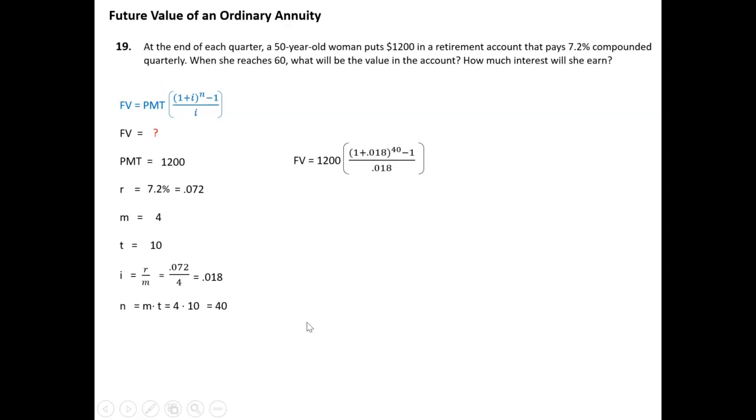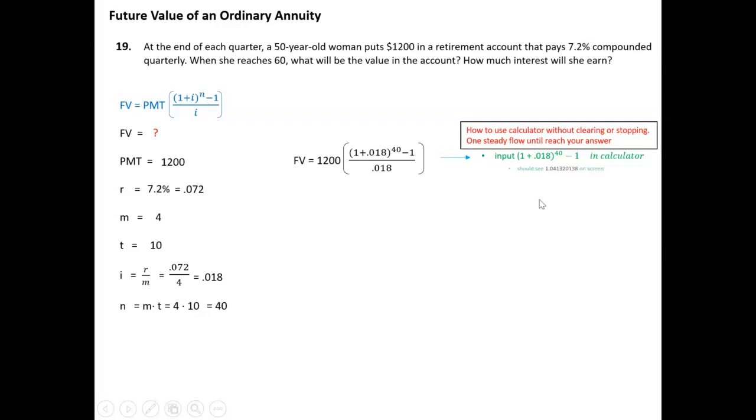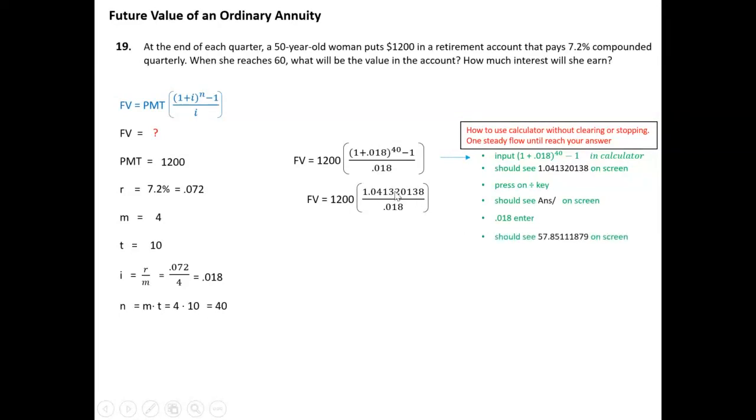So all we do is plug everything into the calculator. Here, guys, we start with the numerator. I believe I did something similar last week on the presentation that I did for Math Happy Hour. So you put that in the calculator, and it's going to give you 1.041320138. Now press the division key. Then you're going to press 0.018 and enter it, which means you're dividing the numerator by the denominator. And this is the answer that you should see on your screen: 57.88511879.